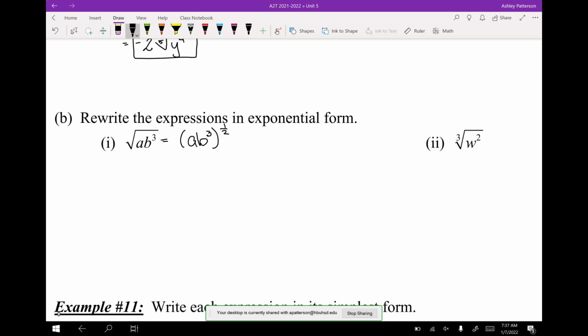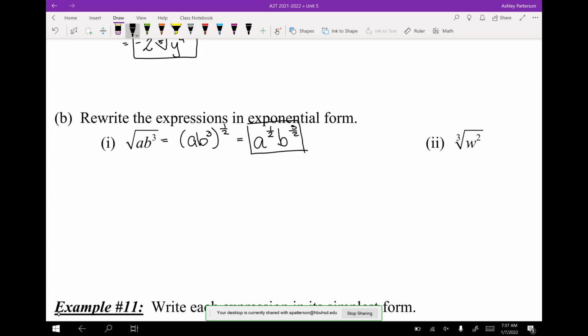Okay, because the product, AB cubed, is just raised to the first. There's only one of those, and the index is 2. But if I have more than one term in the parentheses in the quantity, and it's raised to the same exponent, what do we do with that exponent? Yes, we distribute. So your final answer should be A to the 1/2, B to the 3/2. Excellent.